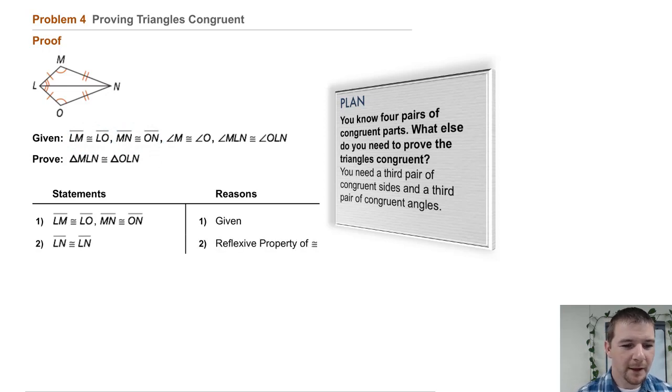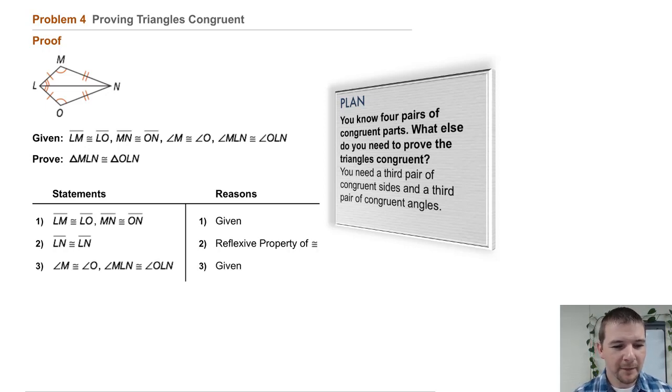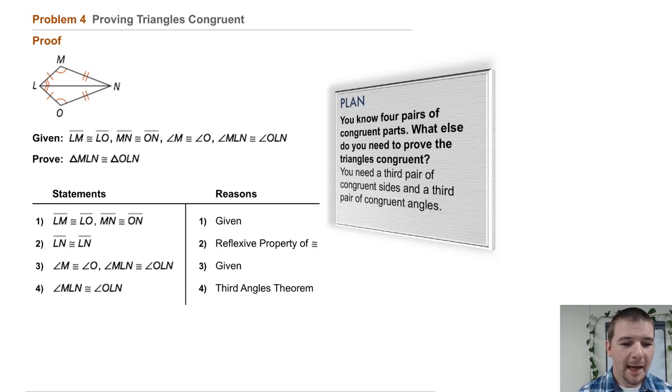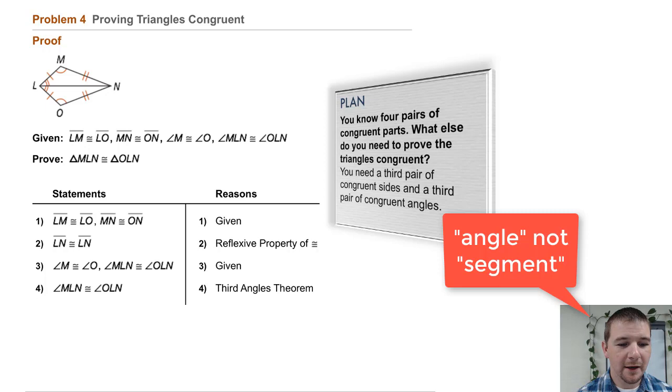Statement 2, segment LN is congruent to itself. So segment LN is congruent to segment LN. Remember, that's the reflexive property of congruence. Statement 3, angle M is congruent to angle O, and angle MLN is congruent to angle OLN. Again, given information.